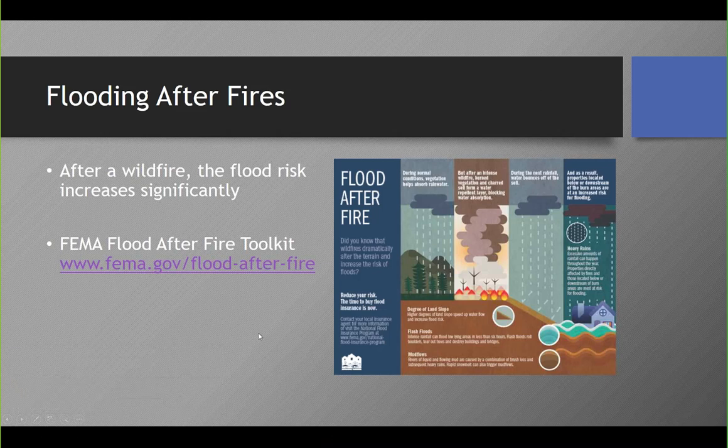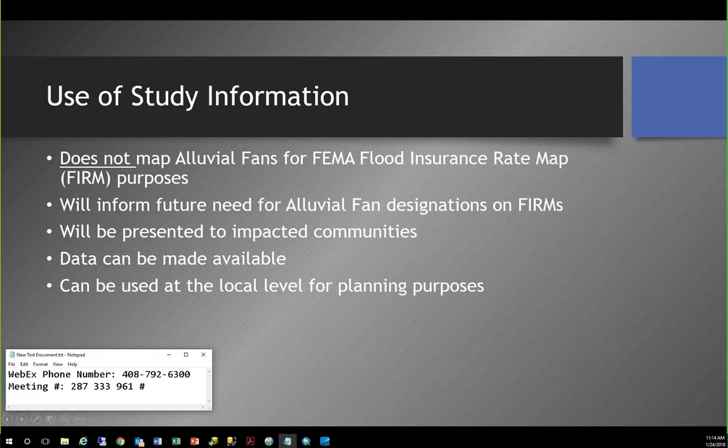As we present this information, it's not to scare you, but to make you aware that extra planning needs to occur in these areas. This study does not map the flood risk for FIRM purposes, but it only identifies where observed alluvial fan landforms have been located. The data and information is intended to inform future development of alluvial fan analysis as it relates to flood risk, and at the very least, it can be used for planning purposes at the local level, either for developing or to identify and implement areas where the risk can be mitigated.